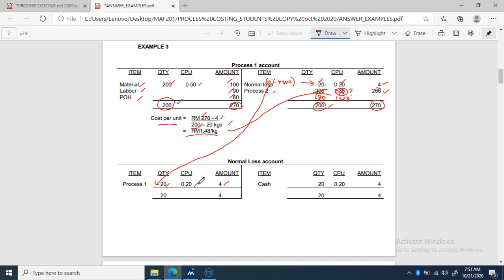We have to remember that since the losses have scrap value, we can sell to outsiders. When you sell to outsiders, you get cash, so debit cash account, credit normal loss. How many units are sold to outsiders? 20 units, at a scrap value of 20 cents, so we get 4 ringgit cash. The balance of the normal loss account: debit quantity 20, credit quantity 20, debit value 4 ringgit, credit value 4 ringgit.